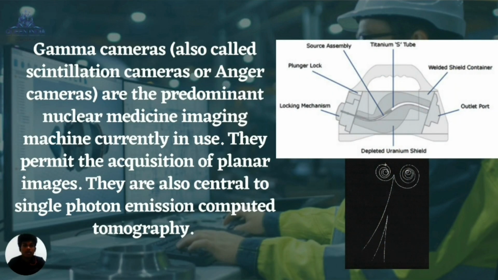Now let us see how gamma rays are produced artificially. Artificially, gamma rays are used in a machine called a gamma camera. It is also called a scintillation camera or Anger camera. Anger cameras are the major imaging machines currently in use. Like X-rays, gamma rays also produce planar images. They are also similar to single photon emission computed tomography.